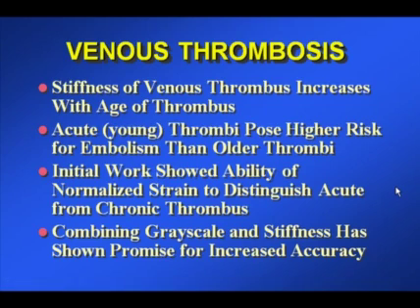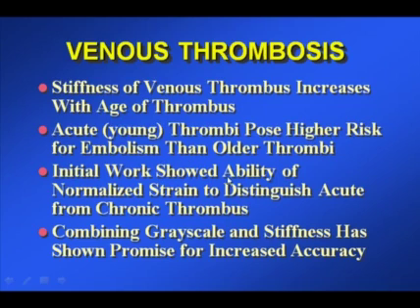Venous thrombosis imaging using stiffness is a logical outgrowth of vascular imaging. The stiffness of venous thrombi is known to increase with the age of the thrombus. So acute thrombi are softer and pose a higher risk of pulmonary embolism than do older thrombi.